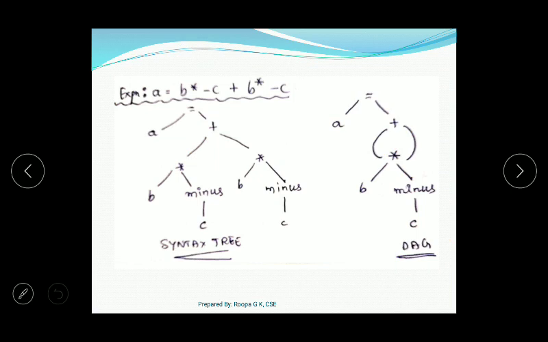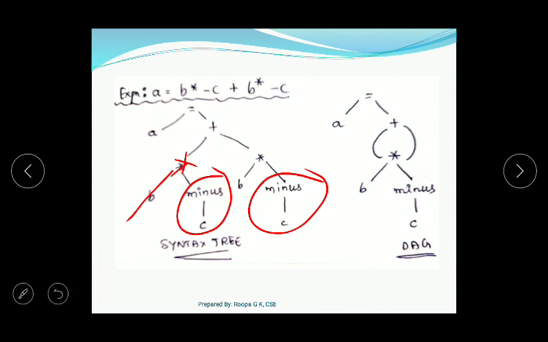See how to start: minus of C. Okay, I wrote minus of C, and since it is a syntax tree, once again minus of C. After completing this part, multiplication with B and minus. Then here also the same thing, B into minus of C. Then this plus, so one operand is star, another operand is also star. Finally, assignment, that is the syntax tree.